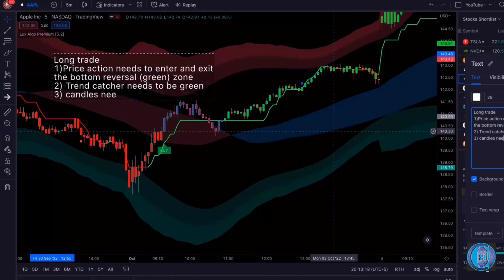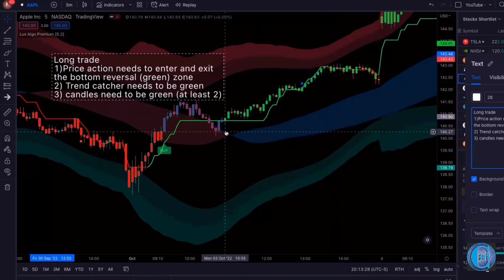Candles need to be green. At least 2 candles. So for instance, purple, purple, purple, green, green, right? And the last rule is the EQ cloud.